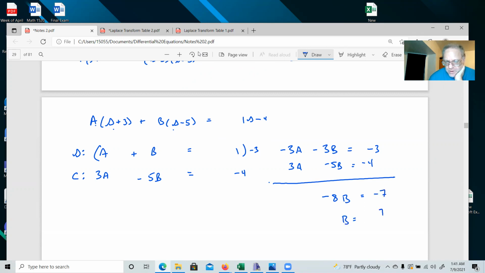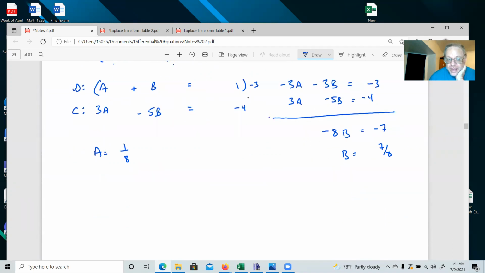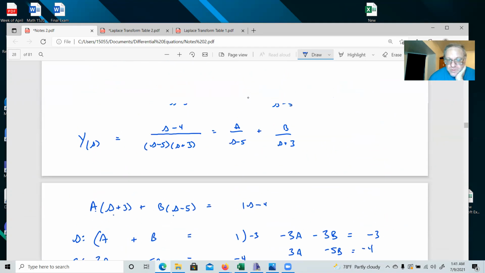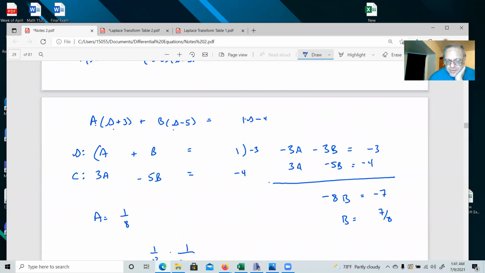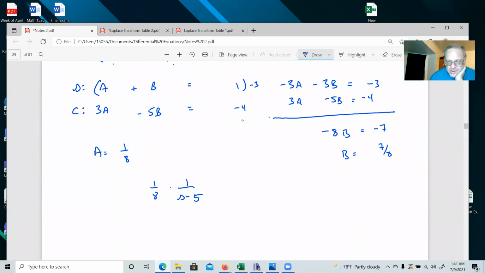B is equal to 7/8. Okay. A would be 1/8. Right, because A plus B has to be 1. 7/8 plus 1/8 would be 8/8. Okay. So what did we say this thing was? We said this was 1/8 times 1 over s minus 5, okay, plus 7/8 times 1 over s plus 3. This is equal to Y of s.